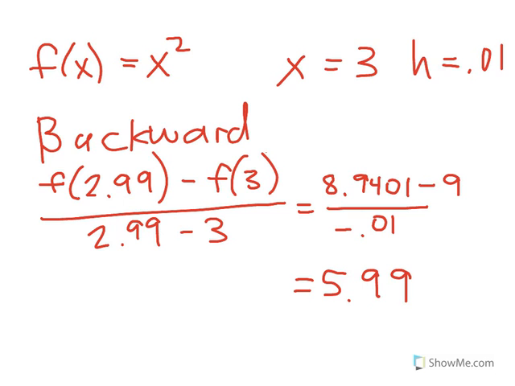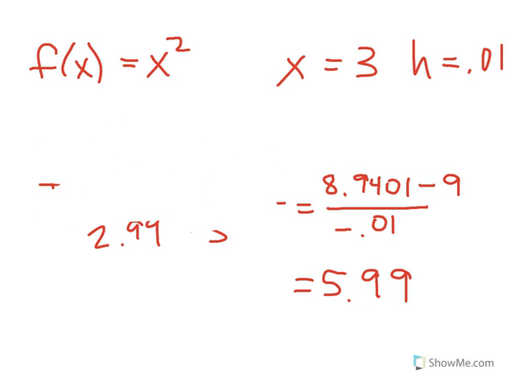Notice that when we did the forward difference quotient, we got a number just a little bigger than 6. The backward difference quotient, we got a number just a little smaller than 6. Let's see what the symmetric difference quotient would give us in this case. And of course, we're expecting something right around 6, pretty close to it.